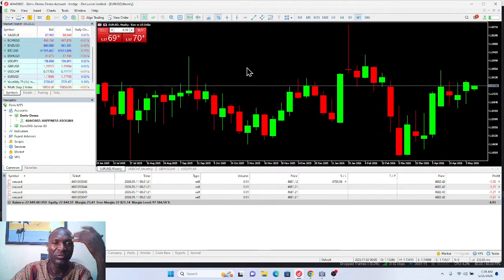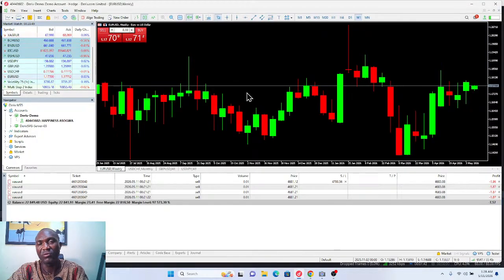Market structure is just a pattern that price creates on the chart. Simple as that, to determine the behavior of price over time. Now we have different patterns. We have the uptrend, downtrend, and range. These are the three major market structures. Now, we move on to the multiple time frame analysis, that is analyzing the market from the higher time frame to the lower time frame.